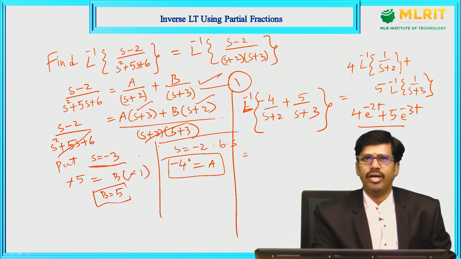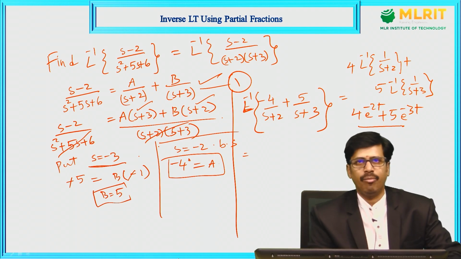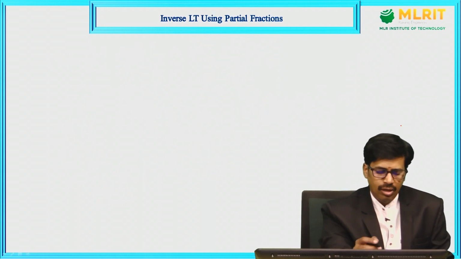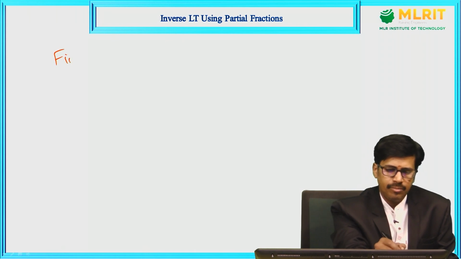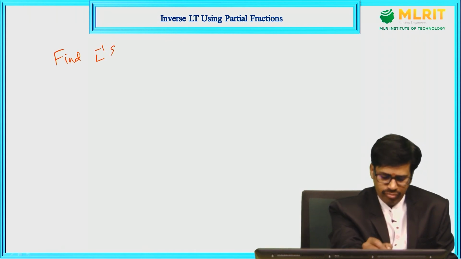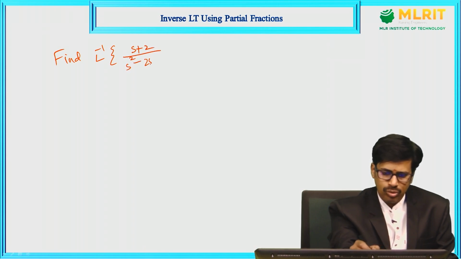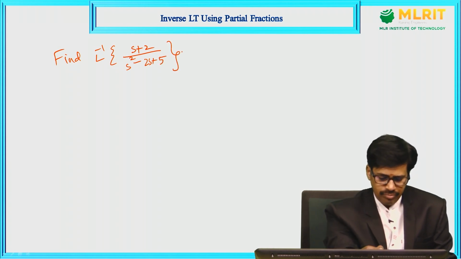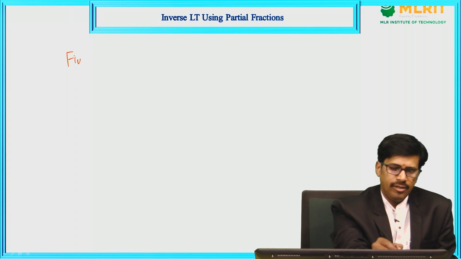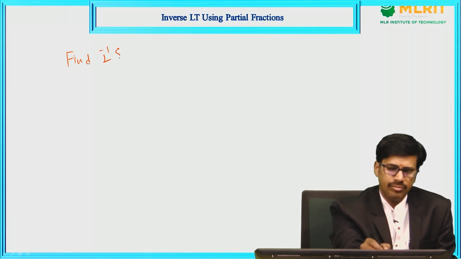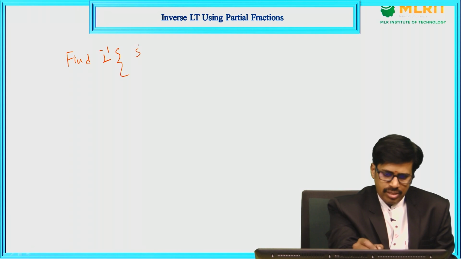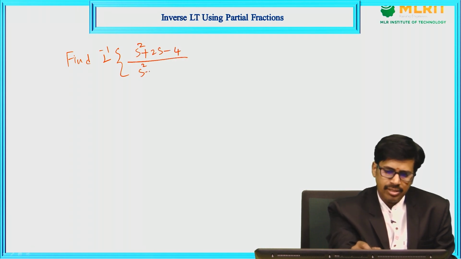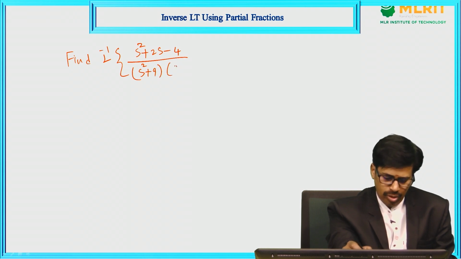This is how we evaluate using partial fractions. Let us see one more example. Find L inverse of (s plus 2) by (s square minus 2s plus 5), or else let us take one more example. Find L inverse of (s square plus 2s minus 4) divided by (s square plus 9) into (s minus 5).